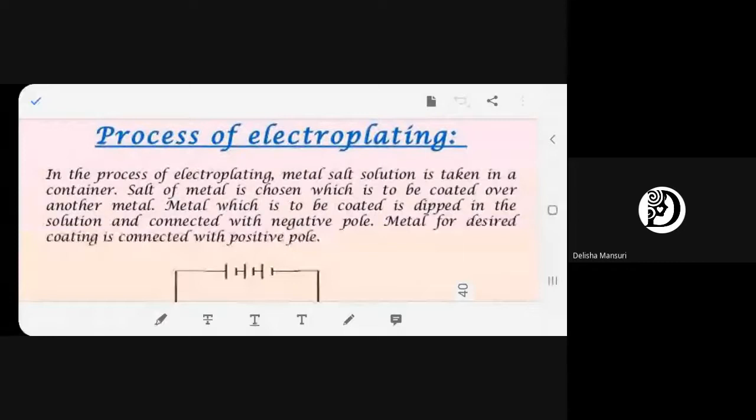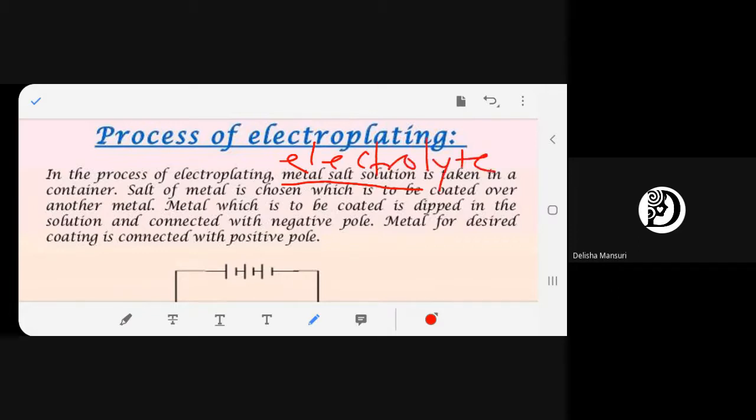In the process of electroplating, metal salt solution is taken in a container. So what is the metal salt solution? Delisha, what is the metal salt solution? What is the other name of it? Can anyone tell me? What is the name of metal salt solution? Be fast. Electrolyte. Why do you keep quiet? If I'm asking you a certain question, I need an answer.